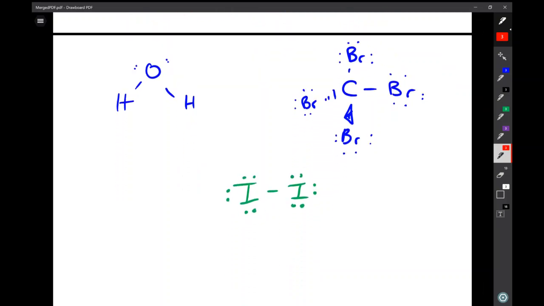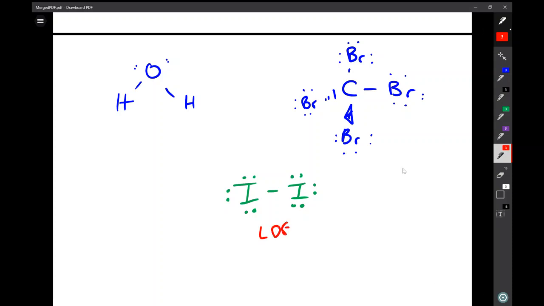Alright, so let's look at some other examples here. Here we have water, H2O, and carbon tetrabromide. So here's your iodine molecule, I2. So what do you think? What will iodine dissolve into? Yes, iodine's LDF.